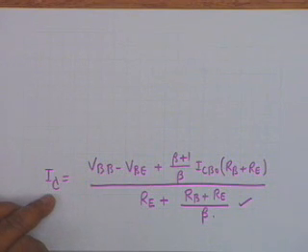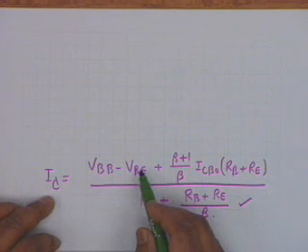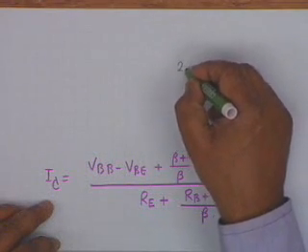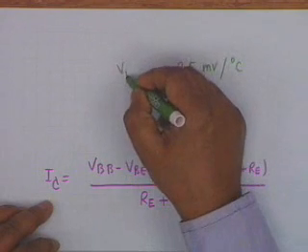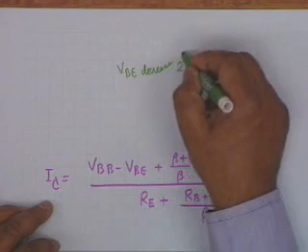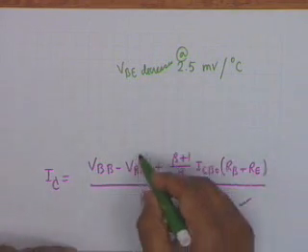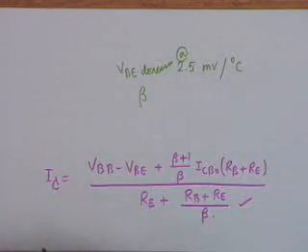3 temperature dependent quantities. One is VBE. As you know, VBE decreases at the rate of 2.5 millivolt per degree C, and therefore VBE is a temperature dependent quantity. Beta also increases with temperature almost linearly.